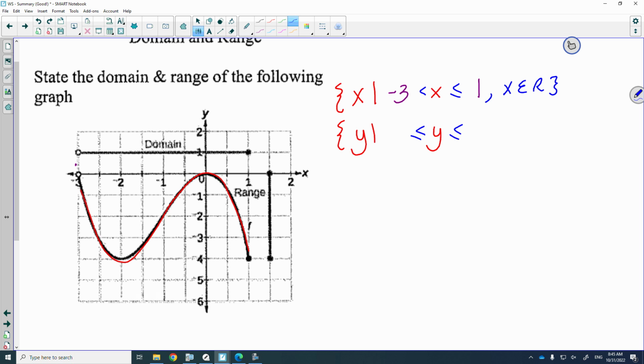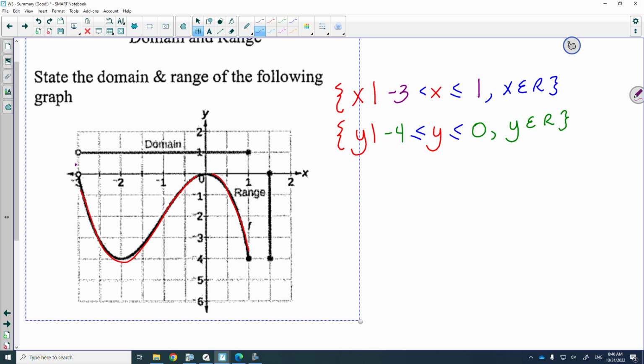Emmanuel, what's my biggest y value? 0. Jevin, what's my smallest y value? -4. Do you want me to erase the equal to for the 0? No. Because even though it's not equal to 0 here, it does touch it here. So this is what the range would be, comma, y belongs to the real numbers. Okay, so that's called set builder.